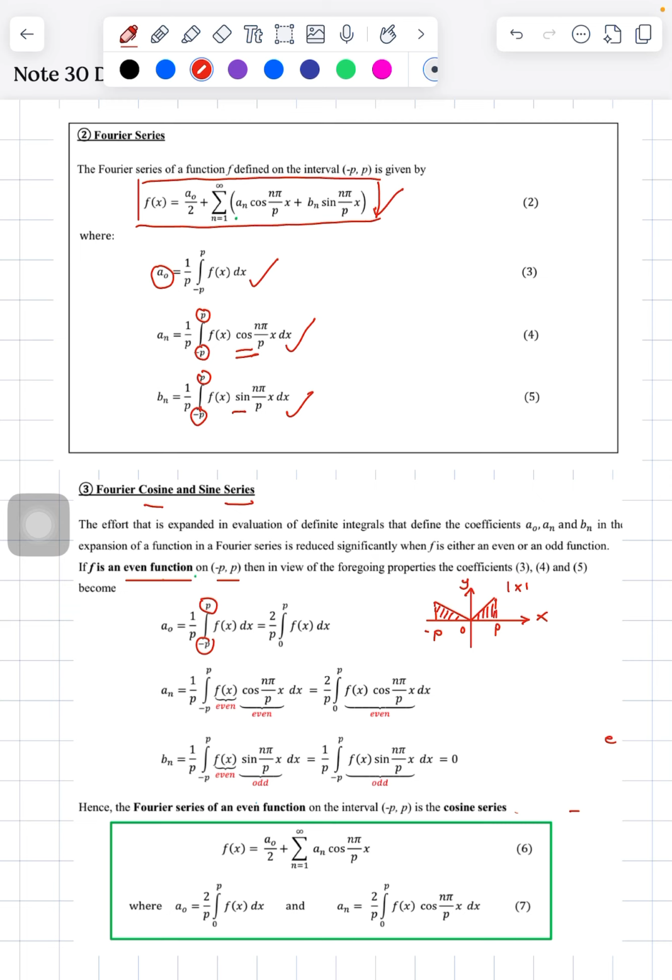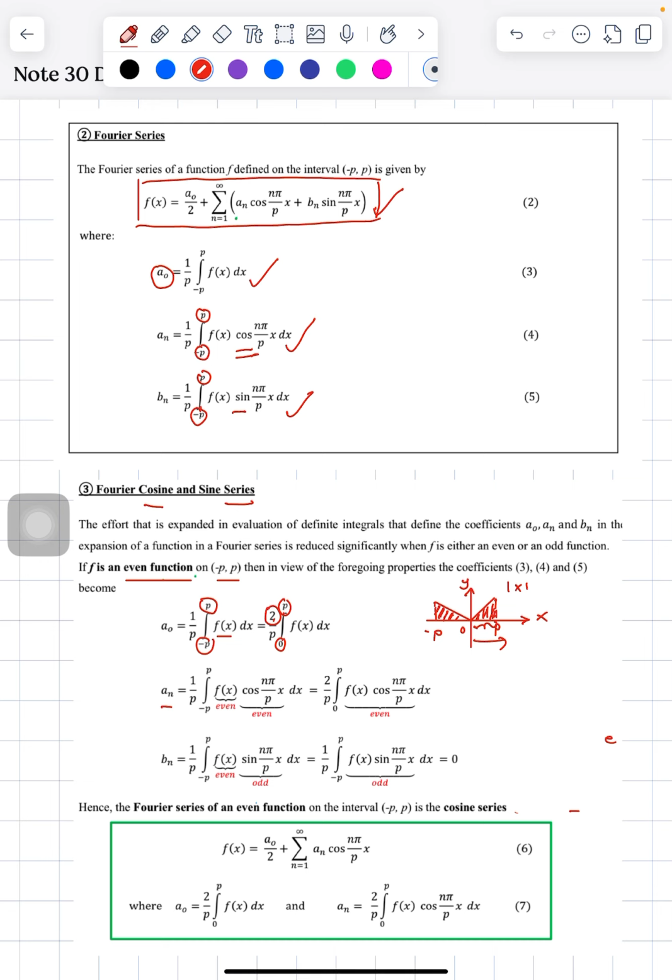Okay, so we can compute the integral from 0 to p and multiply by 2. That's why here 2 over p, and the interval here from 0 to p, because this area is the same as this area, so we can multiply by 2. That's why 2 over p, the integral of f(x) dx from 0 to p. This is for an even function, if our f(x) is even.